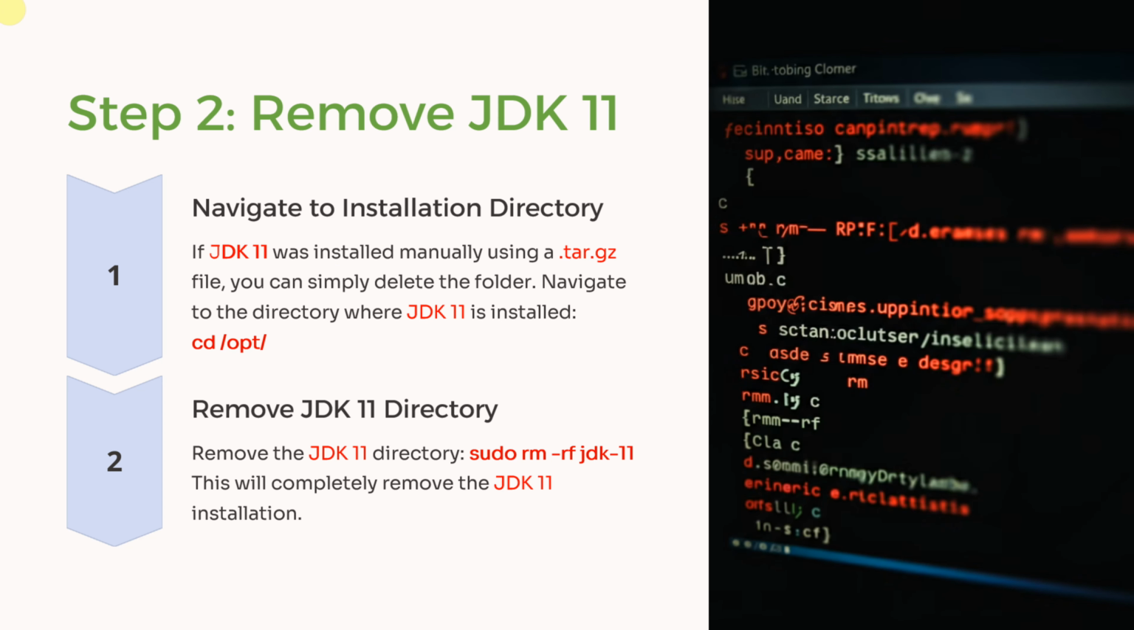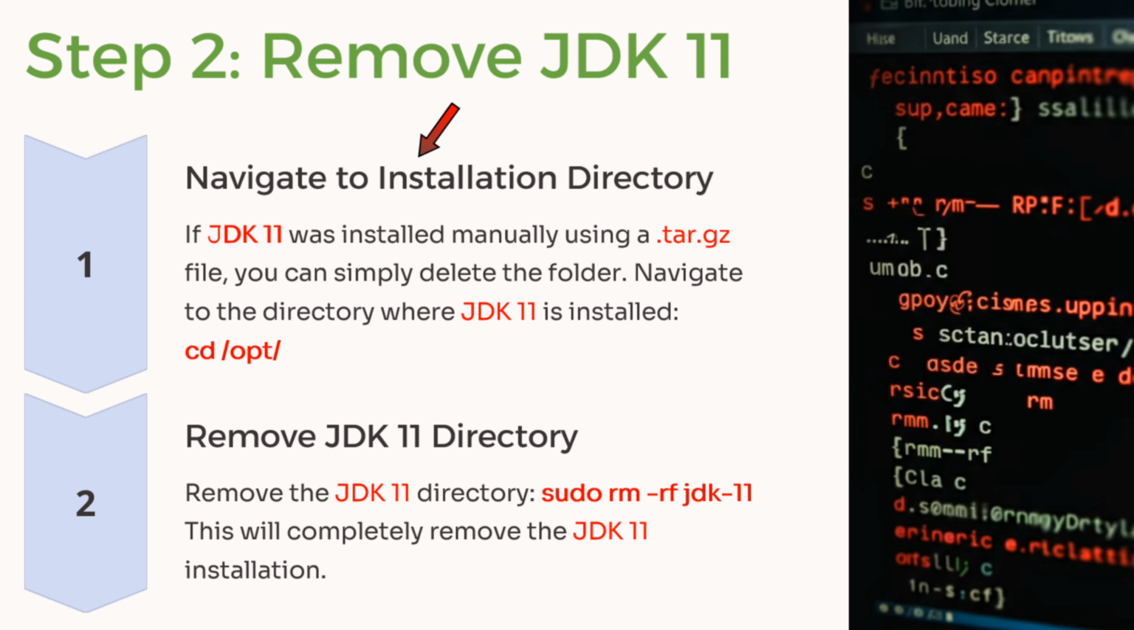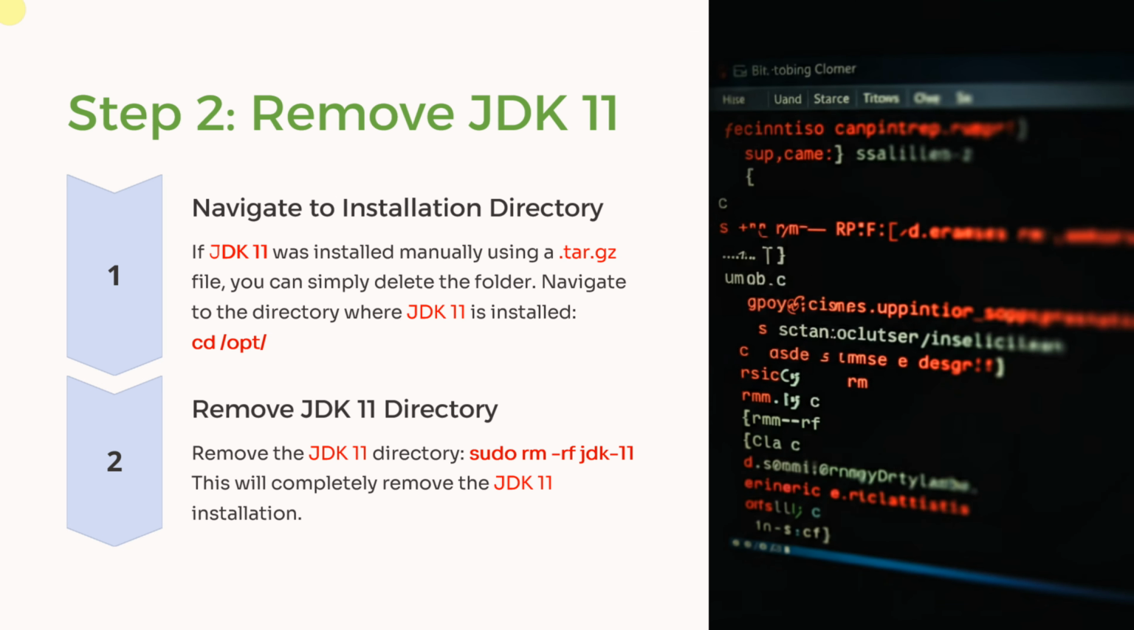Step 2 is remove JDK 11. For that, navigate to the installation directory. If JDK 11 was installed manually using a tar.gz file, you can simply delete the folder. Navigate to the directory where JDK 11 is installed using the cd /opt command. Then remove the JDK 11 directory using the sudo rm command.